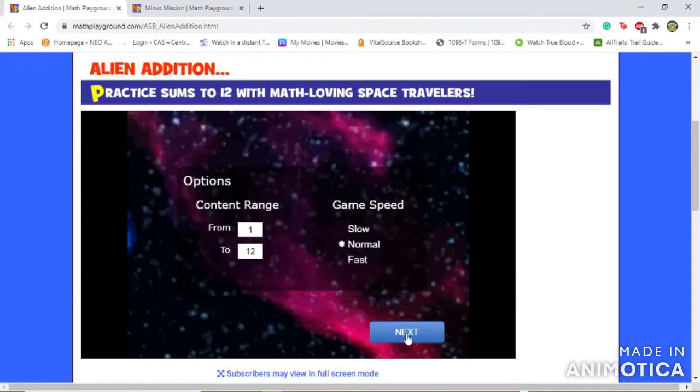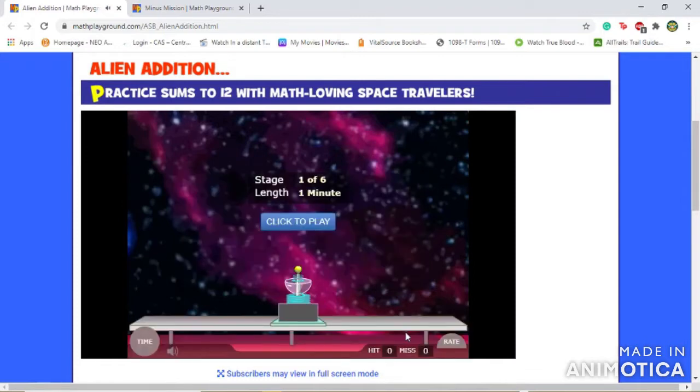So you're going to click next. Once you get to this page, on the content range, technically that's the number range, you're going to choose 1 to 10, because that's what we're trying to practice right now, adding and subtracting up to 10. And you can also choose the speed of the game. I'm going to use slow for this example just because I'm going to be talking while I'm playing. There are 6 stages of this game, and it is timed, and you have as many opportunities to play this again and again until you're ready to try something else.